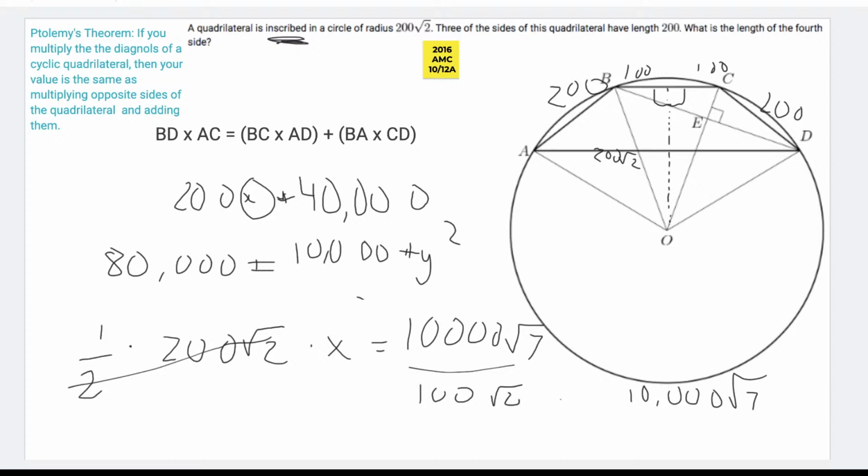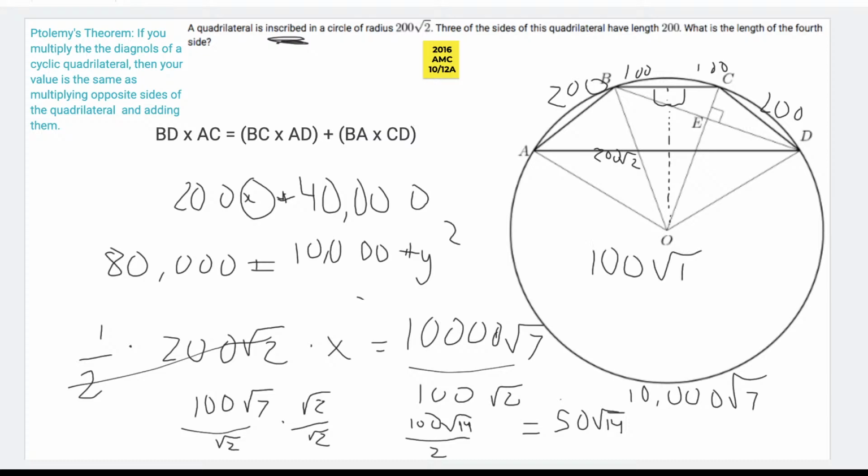10,000 divided by 100 is just 100. Then we rationalize it, which means multiplying the top and the bottom by the square root term in the denominator. After you do that, you see that the denominator just becomes 2, and the 7 times 2 is 14. So 100 times the square root of 14 over 2 simplifies to 50. So the side length is 50 times the square root of 14. That is BE, and BD is just double that, so BD is 100 times the square root of 14.